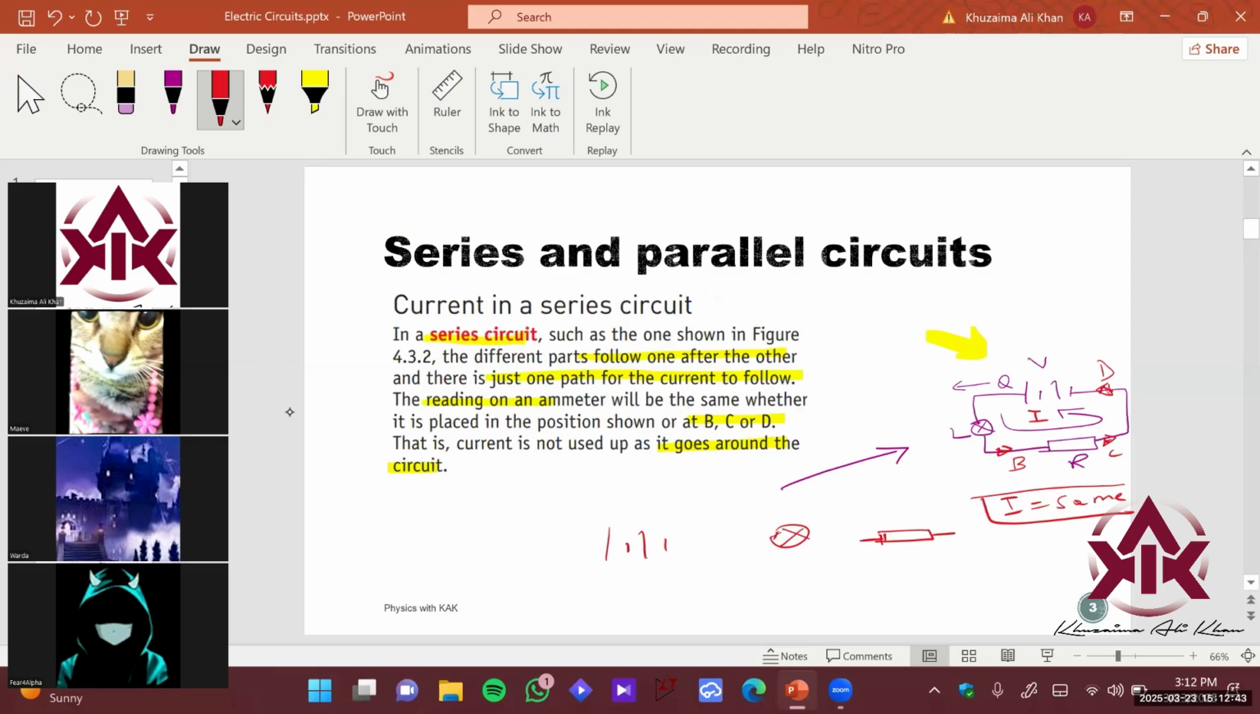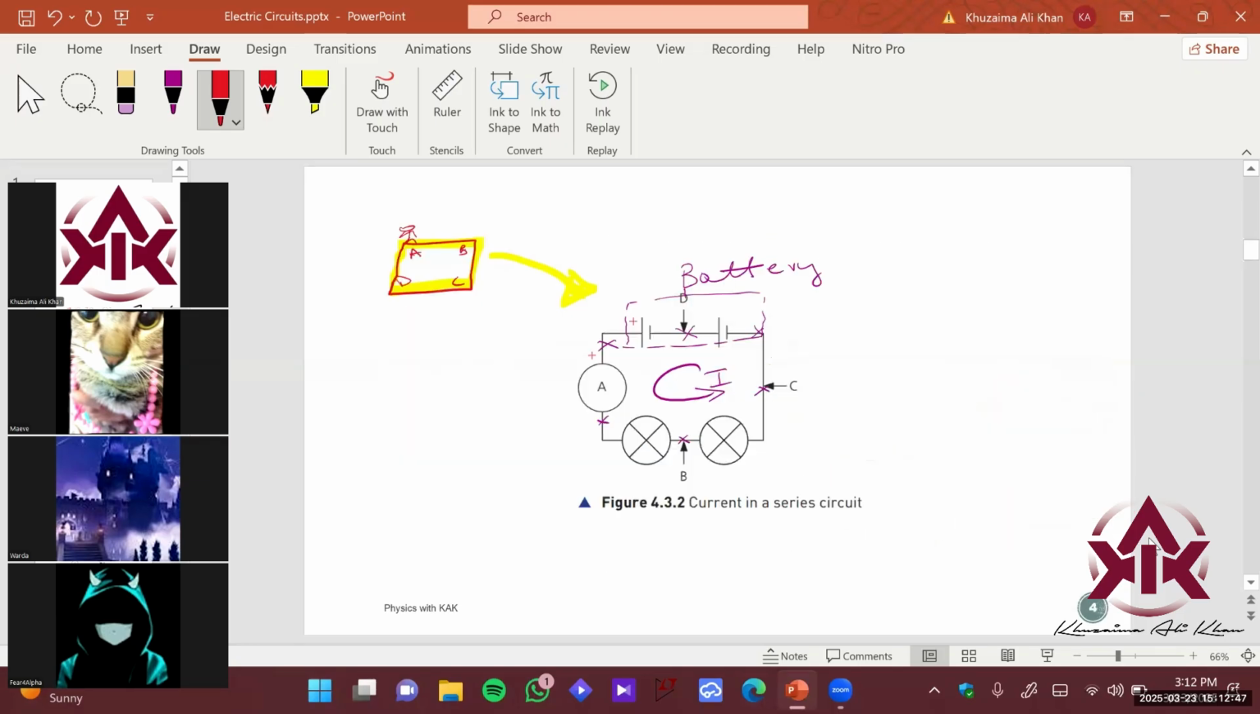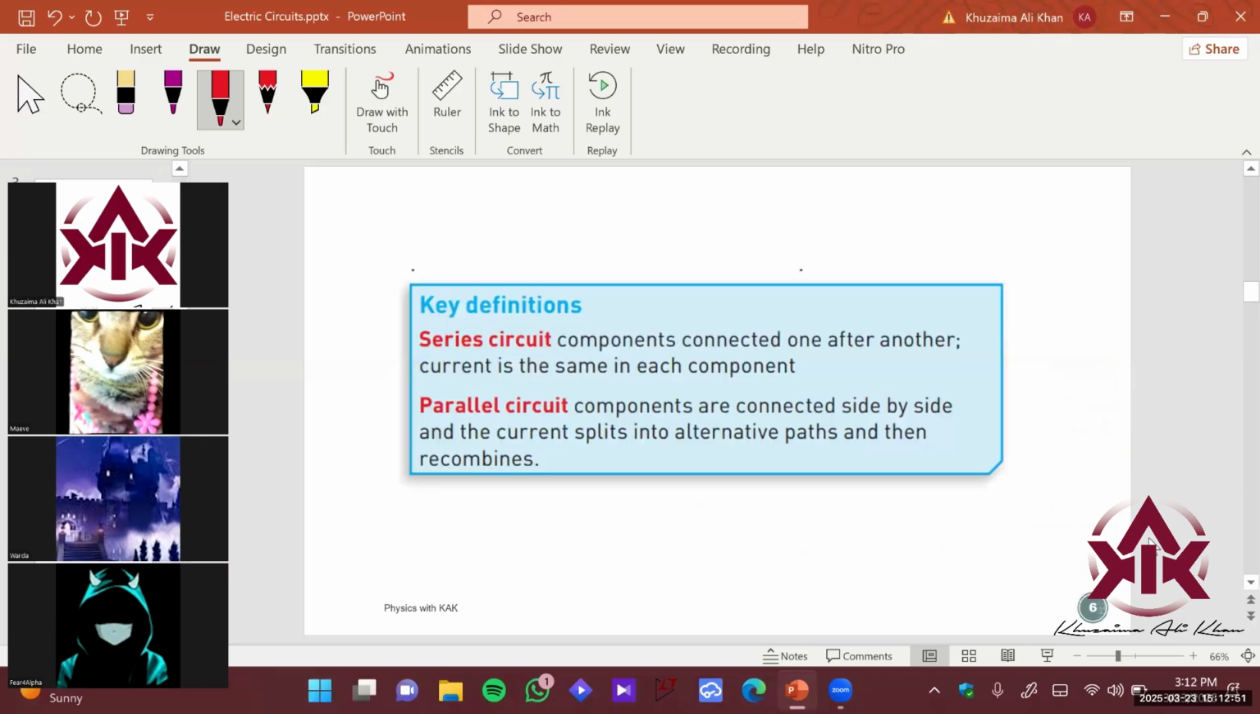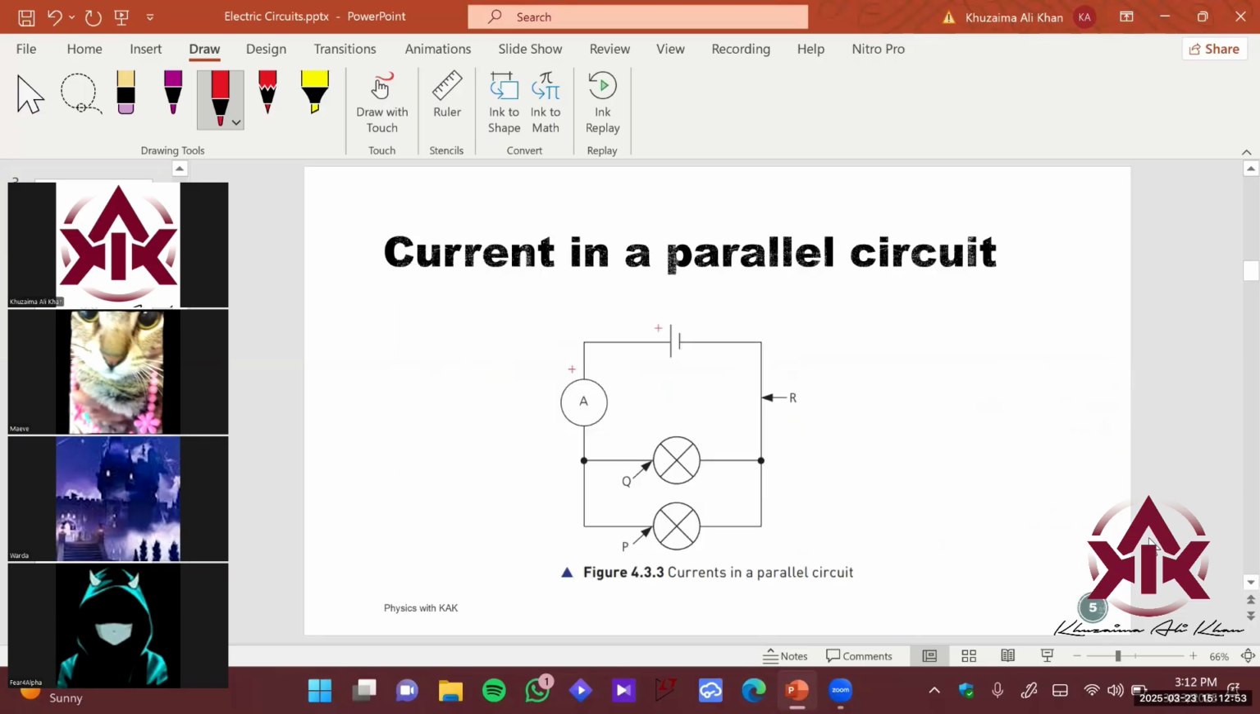This is the current configuration in a series circuit. That's good, right? So now I'm going to learn what happens in a parallel circuit. So let's see. Now we have a parallel circuit here. We have seen this in the last lecture also, so it's going to be a summary, right?